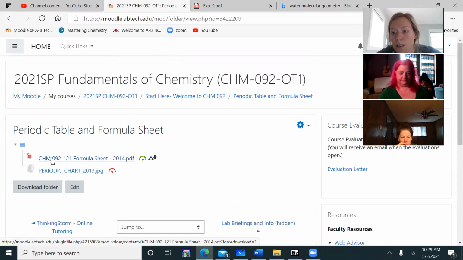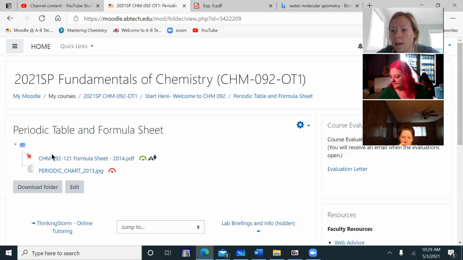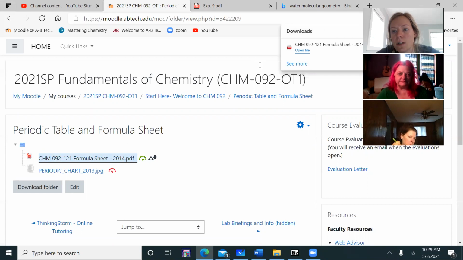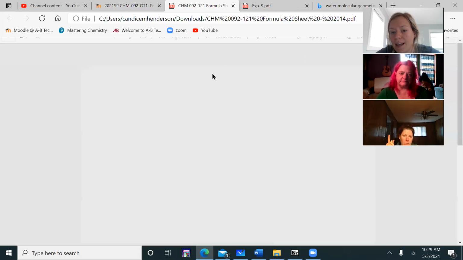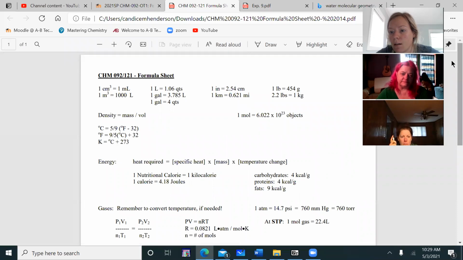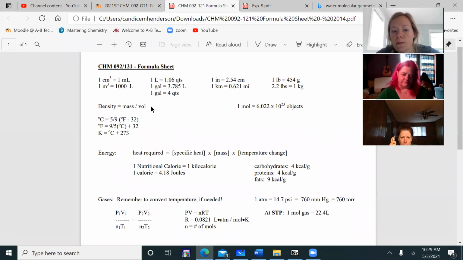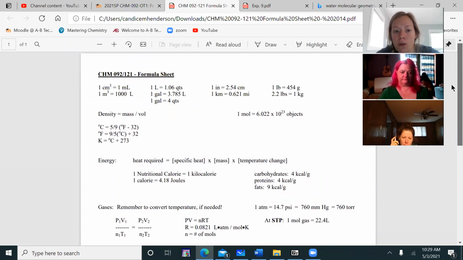This is the formula sheet that is traditionally given to students if you were in the in-person section. So this may be a place that you want to start and then fill in equations from there. It's set up in the order that we go through stuff for class. If you were in person, you would not be given more than this, but it has some of the basic conversions up top. It's got density equals mass over volume, 1 mole equals this many objects, and your conversions for temperatures.